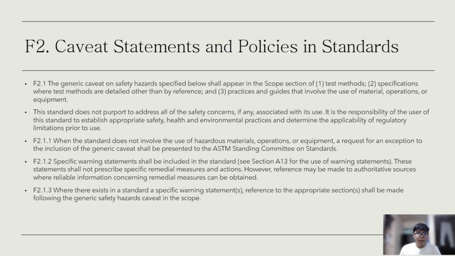Specific warning statements shall be included in the standard, see section A13. For the use of warning statements, these statements shall not be prescribed specific remedial measures and actions. However, reference may be made to authoritative sources where reliable information concerning remedial measures can be obtained. Where they exist in a standard, specific warning statements, reference to an appropriate section shall be made following the generic safety hazards caveat in the scope.